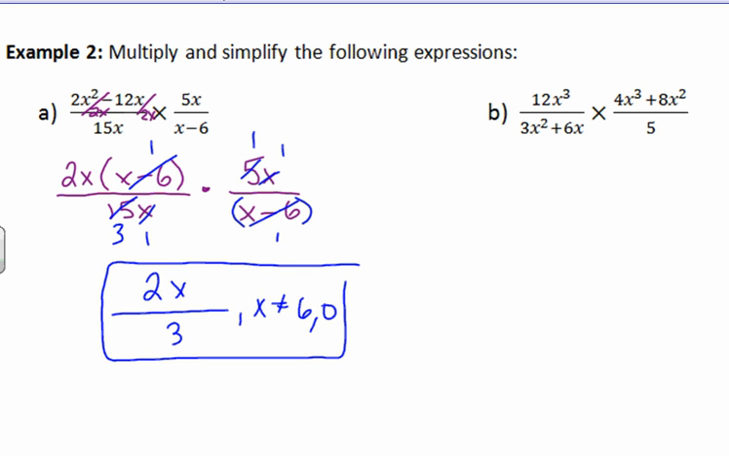So rewrite it out with this over this times this over this.